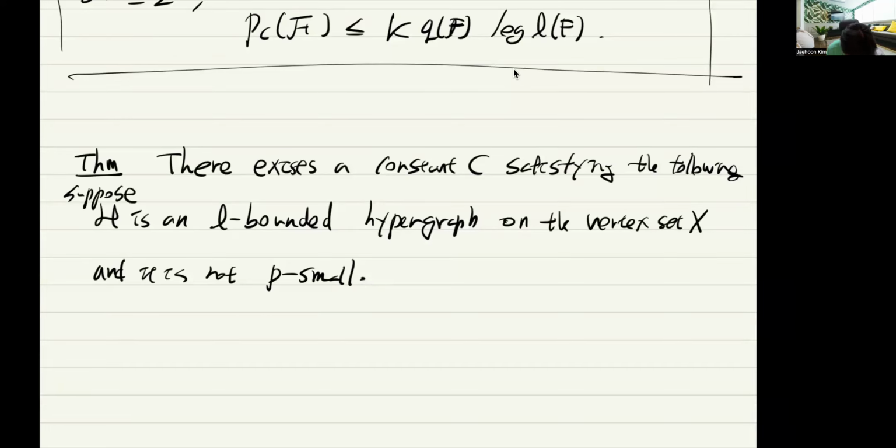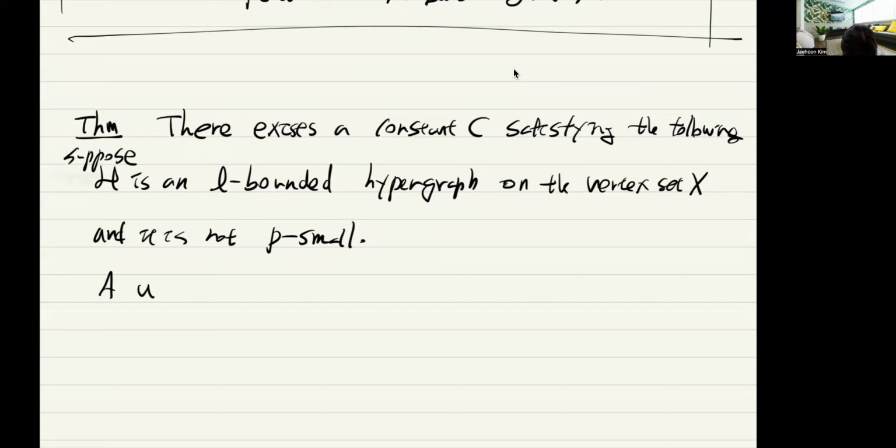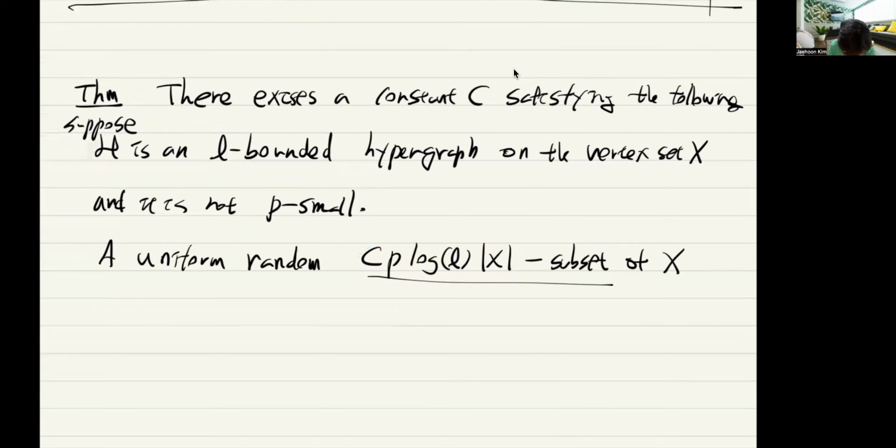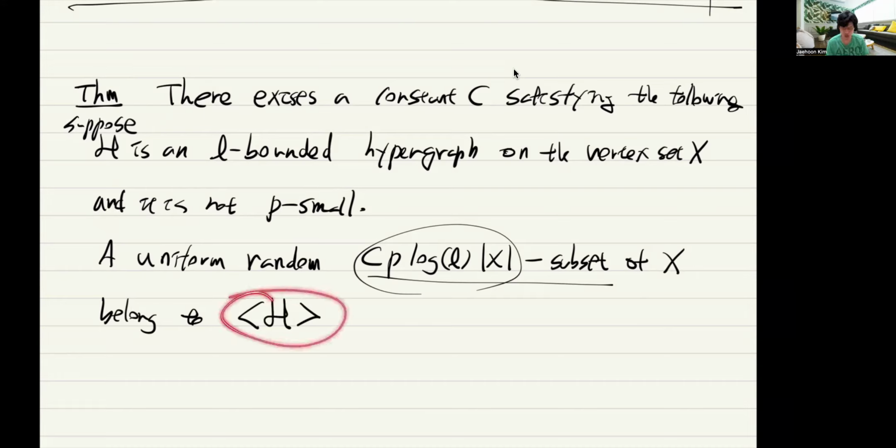Of course, here, what you know is that if you choose a uniform random set of size like P times X times log L times a large constant, so out of all subsets of this size, you choose one uniformly at random, and that belongs to the hypergraph which is generated by the elements here. This is an increasing property.